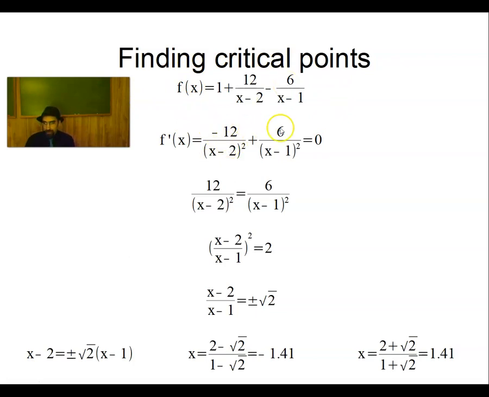So, now that we have this version of f of x, we can differentiate once. Get this expression here. Algebra happens. We move this to the other side. Multiply by (x minus 2) squared, divide by 6, take the square root of both sides. Do some more algebra, and we'll get these two values of x. These are going to be the potential critical points.